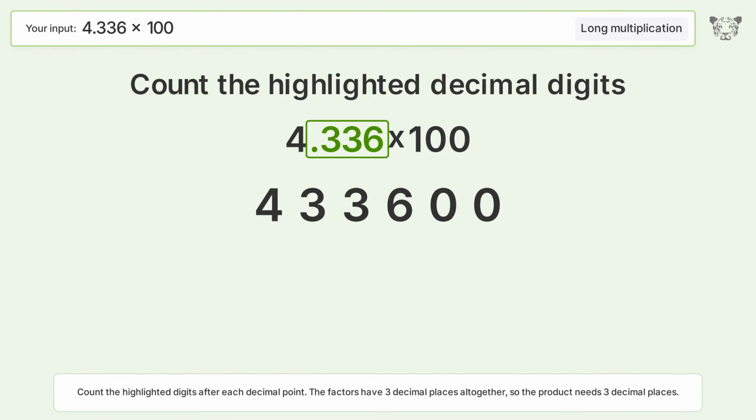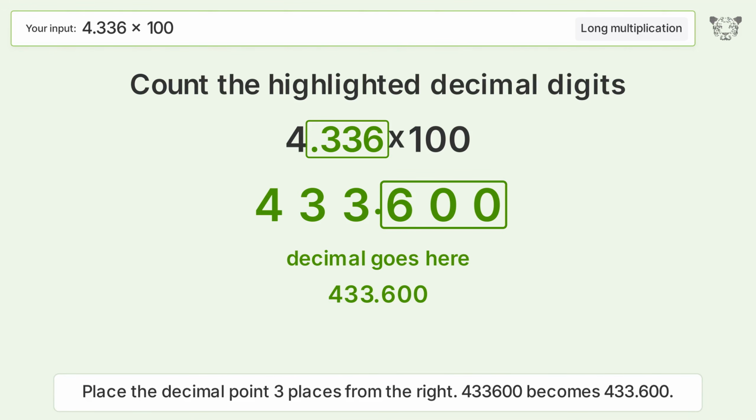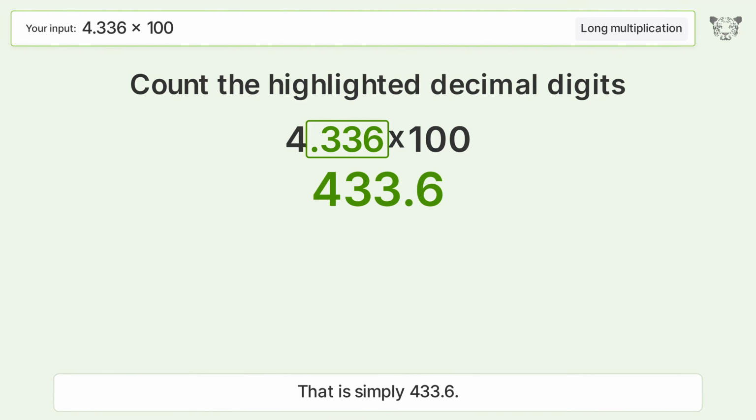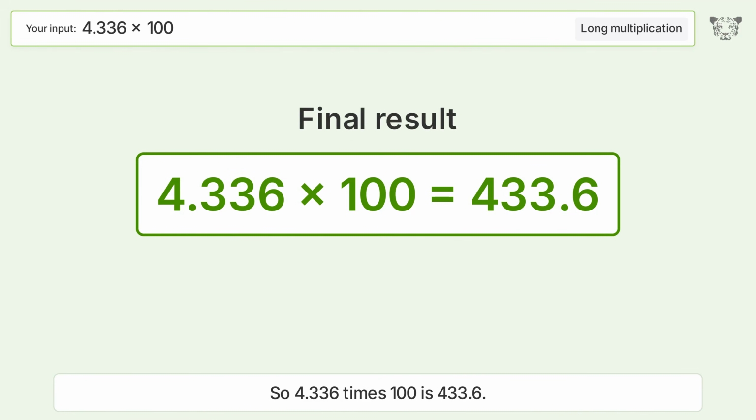Count the highlighted digits after each decimal point. The factors have 3 decimal places altogether, so the product needs 3 decimal places. Place the decimal point 3 places from the right. 433,600 becomes 433.600. That is simply 433.6. So 4.336 times 100 is 433.6.